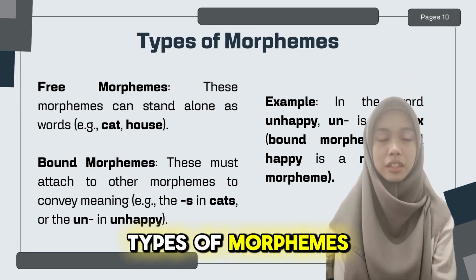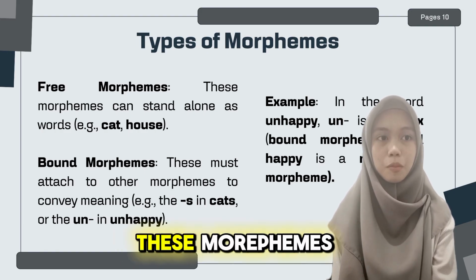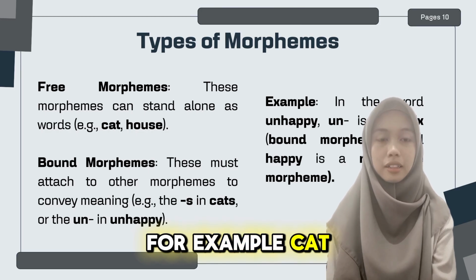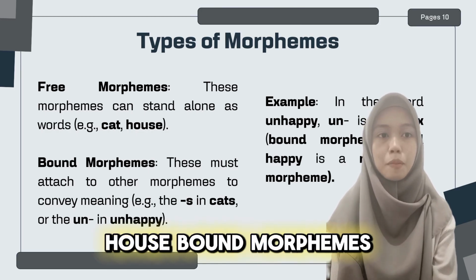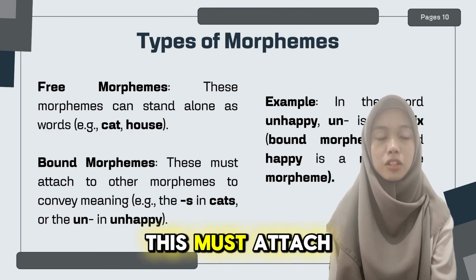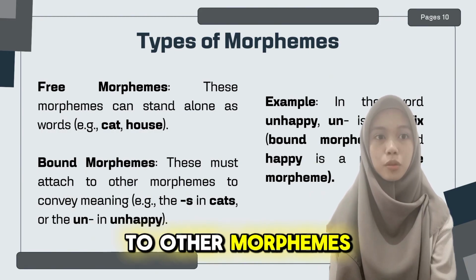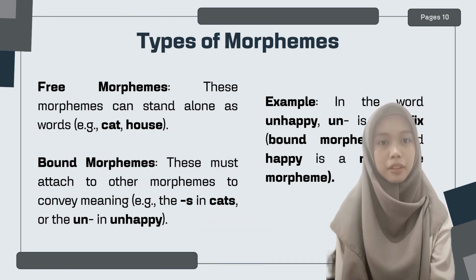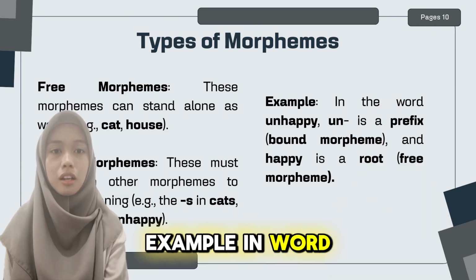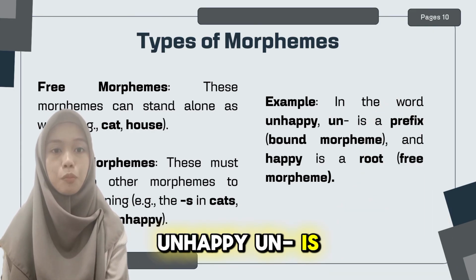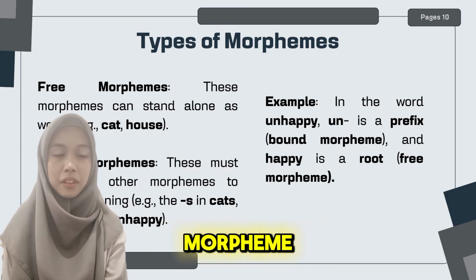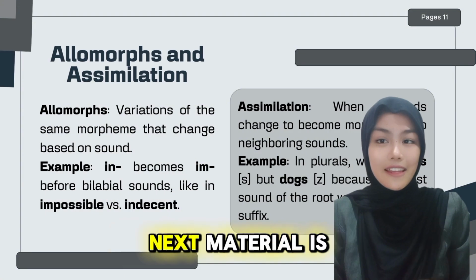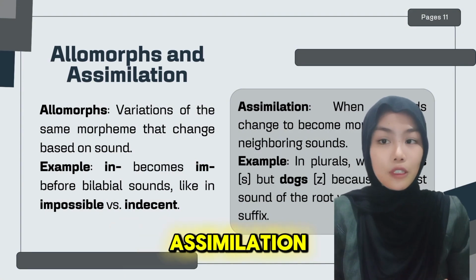Types of morphemes. Free morphemes can stand alone as words, for example, cat, house. Bound morphemes must attach to other morphemes to convey meaning, for example, the s in cats. In the word unhappy, un is a prefix, a bound morpheme, and happy is a root, a free morpheme.